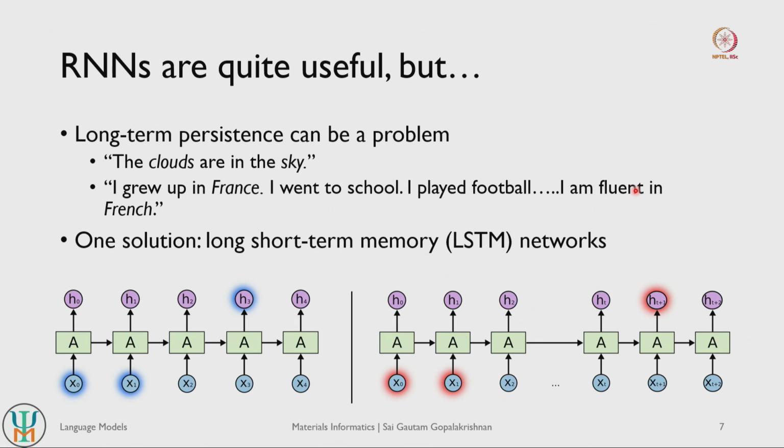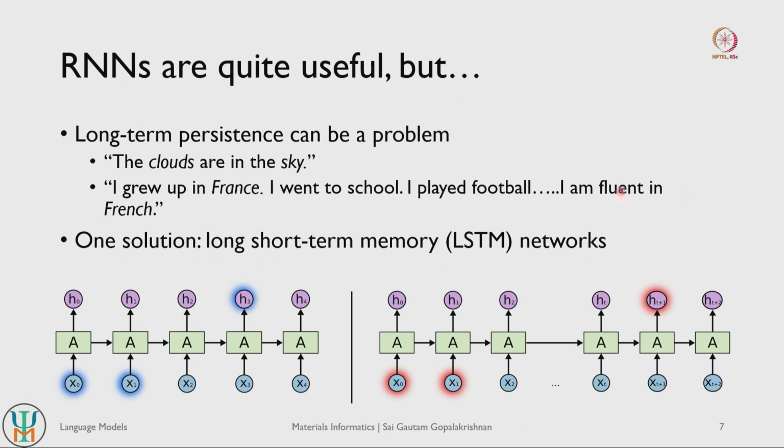But let us say you expose it to a fairly long sentence or a series of sentences, right. So this refers to someone who grew up in France, they went to school, they played football and so on. So there is a whole description of what they have done and then they suddenly say that I am fluent in French, right. Now in order for the model to understand that the fact that this person is fluent in French is associated with the fact that they actually grew up in France, this association may be very difficult for the model because there is a series of redundant information, right, that the model has seen which is not related to this language and this region, right.